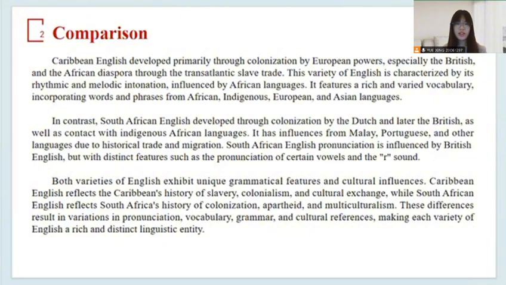Comparison. Caribbean English developed primarily through colonization by European powers, especially the British, and the African diaspora through the transatlantic slave trade. In contrast, South African English developed through colonization by the Dutch and later the British, as well as contact with indigenous African languages. Both varieties of English exhibit unique grammatical features and cultural influences. These differences result in variations in pronunciation, vocabulary, grammar, and cultural references, making each variety of English a rich and distinct linguistic entity.